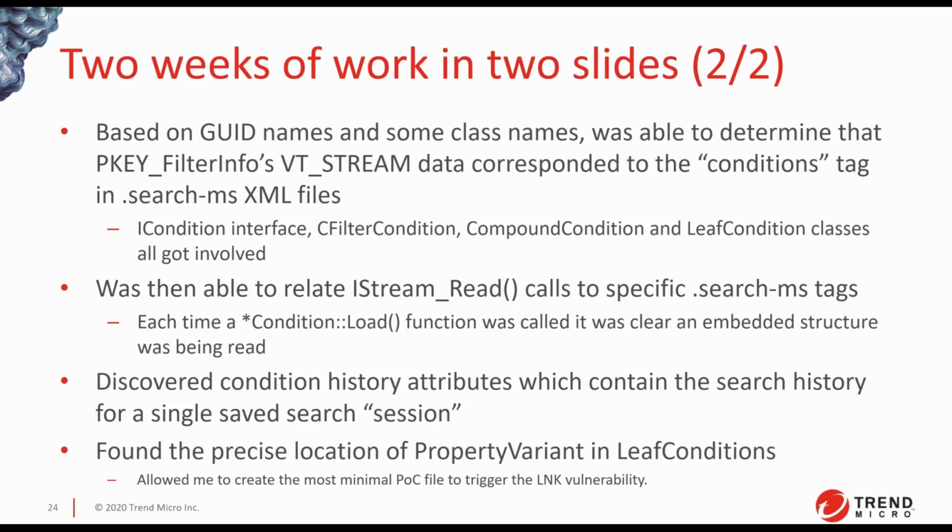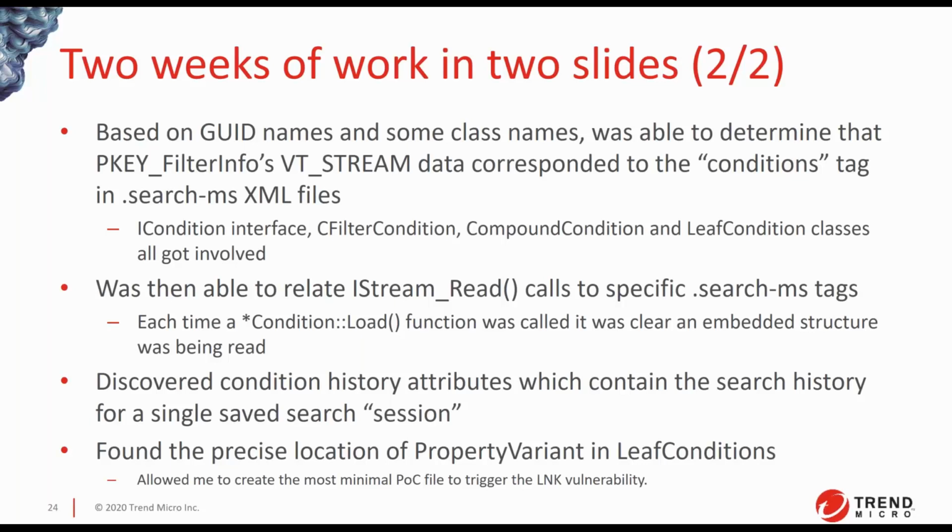At that point, I was able to discover the condition history attributes, which contain the search history for a single saved search session. Basically, if you search for something and then add conditions to it, or change your search parameters a little bit, it actually retains all those different iterations of your search. And when you create this saved search shortcut, it serializes all that history data.